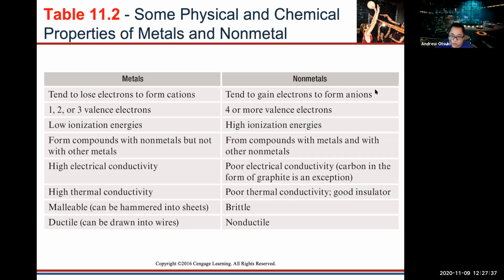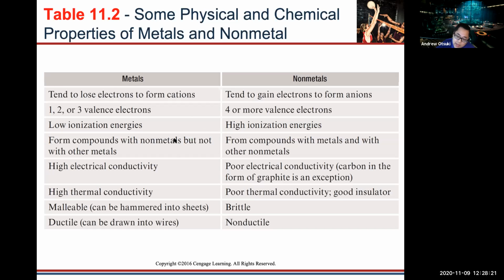So yeah, that's why I told you to kind of ignore what I meant by forming covalent bonds, because we'll talk about that in the next chapter. So what we mean by covalent bonds is that nonmetals will form a bond with nonmetals, and they'll form a compound. But we'll talk more about that in chapter, I think, 12. So they tend to gain electrons to form anions. That's why in something like sodium chloride or salt, sodium will lose the electron to form sodium plus, and chloride will gain an electron to form chloride ion.